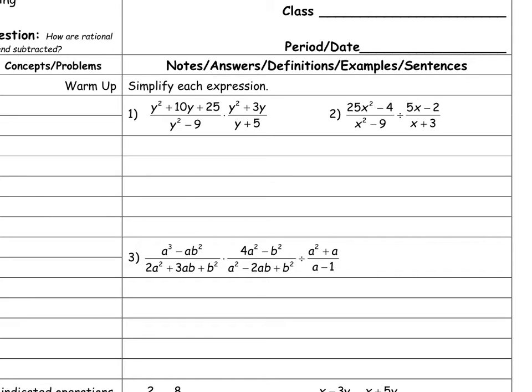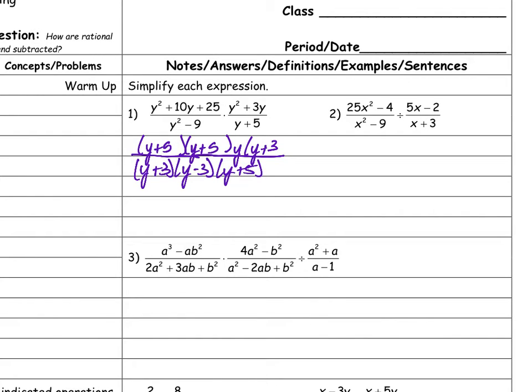So remember, first thing we're going to do is factor, right? So I'm going to factor the top. And it factors y plus 5 and y plus 5. And then y times y plus 3, all over y plus 3 times y minus 3 times y plus 5.